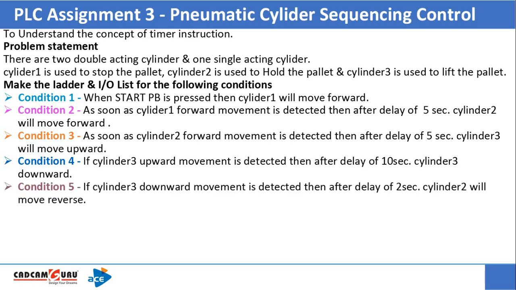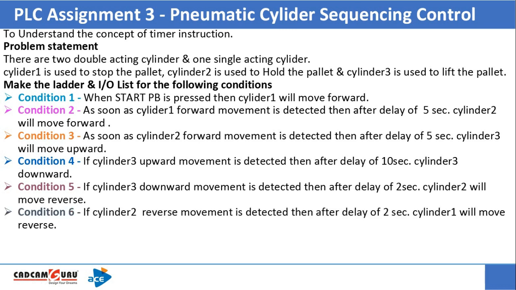Then condition 5: if cylinder 3 downward movement is detected, then after a delay of 2 seconds, cylinder 2 will move reverse. Condition 6: if cylinder 2 reverse movement is detected, then after a delay of 2 seconds, cylinder 1 will move reverse, and when the stop push button is pressed, then all the outputs of the PLC will go off. Okay, so these are the conditions for this application. Let's solve this in RS Logix Micro.